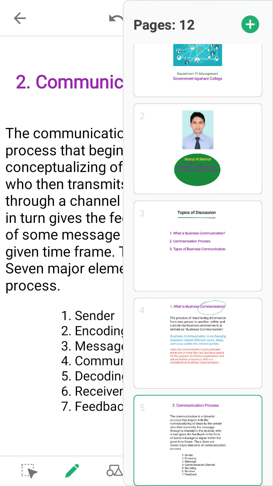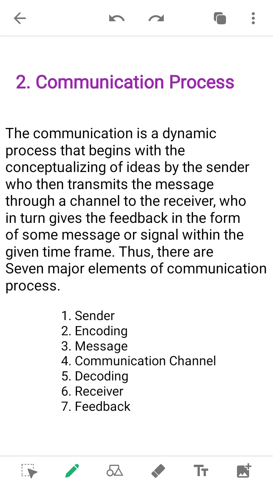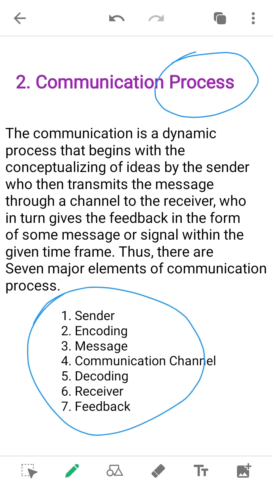Dear students, now we are going to learn about the communication process. Look at the slide. First of all, you have to learn what is process. Process means a series of action. A series of action is called process. In a communication process, there are 7 elements. Look at here. Sender, encoding, message, communication channel, decoding, receiver, feedback.